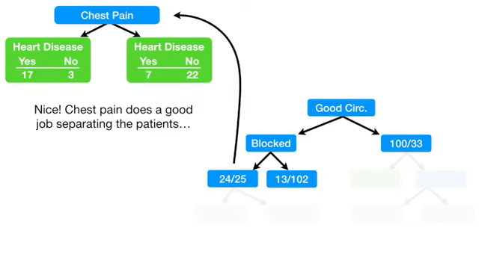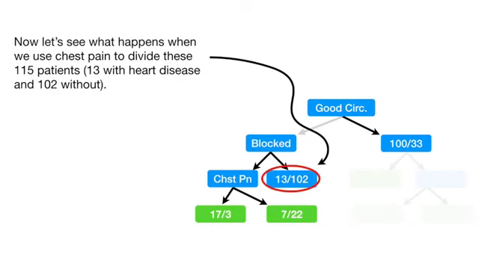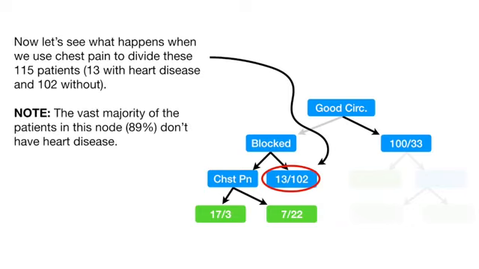Nice! Chest pain does a good job separating the patients. So these are the final leaf nodes on this branch of the tree. Now let's see what happens when we use chest pain to divide these 115 patients, 13 with heart disease and 102 without. Note, the vast majority of the patients in this node, 89%, don't have heart disease.